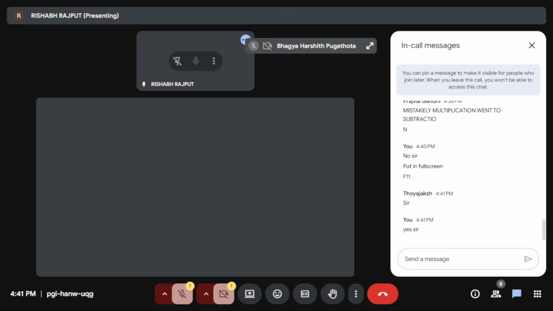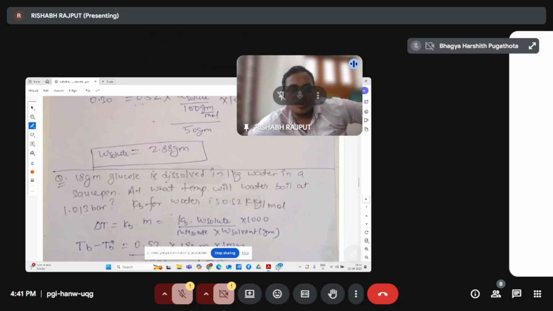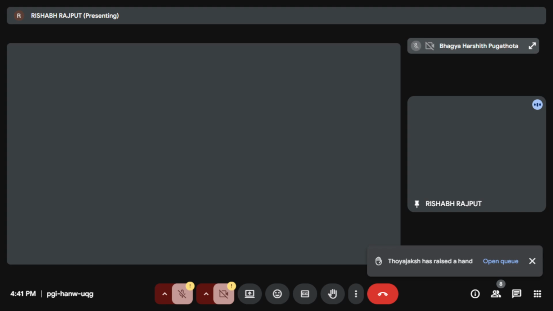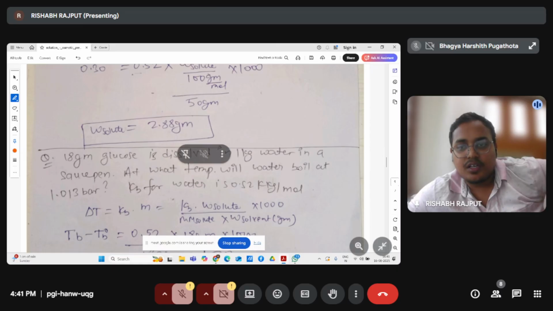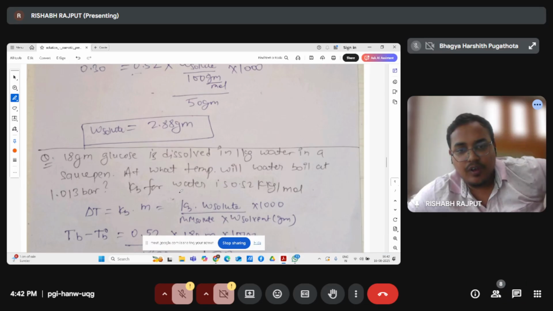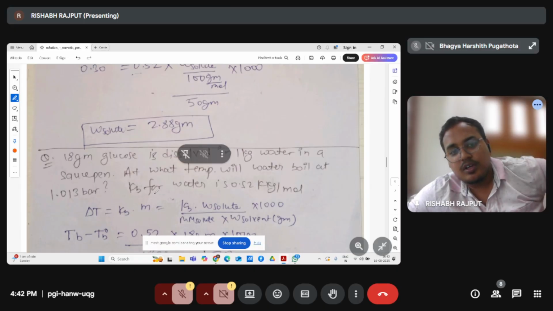Okay. Now you can try this question. 18 gram glucose is dissolved in 1 kg of water in a saucepan. At what temperature will water boil at 1.013 bar? K_b value for water is 0.52. Can you please try?